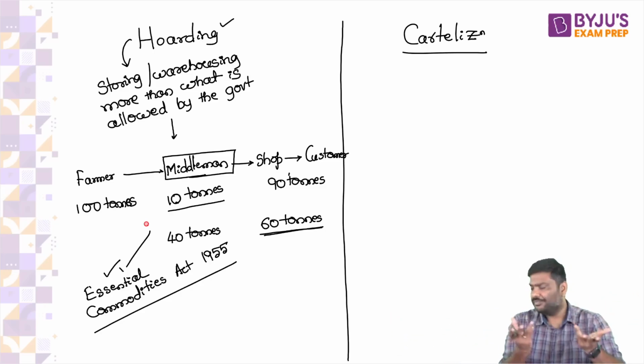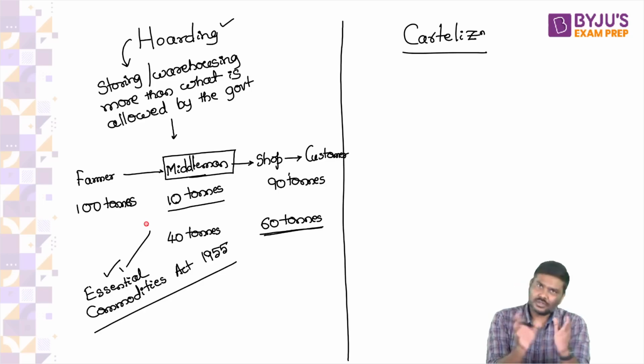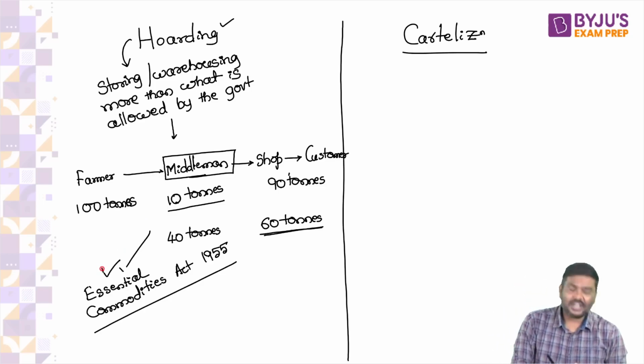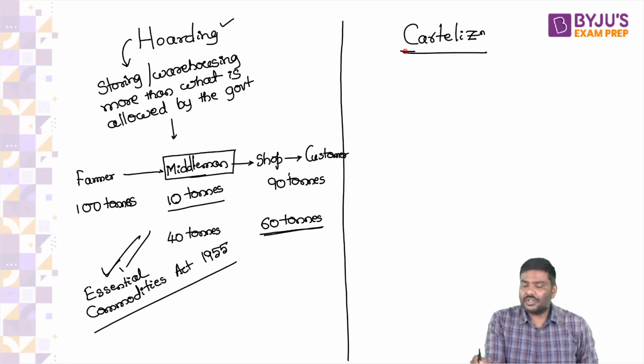What can you do? Think of it. What can you do in that context? Right? So the argument is simple. The Essential Commodities Act will give the power to the center here. Let me shift to the right now.